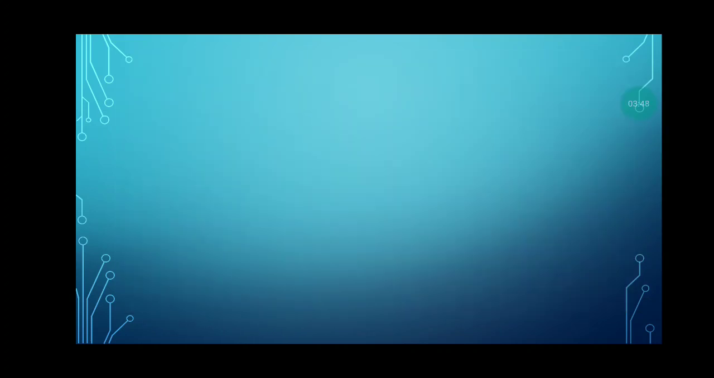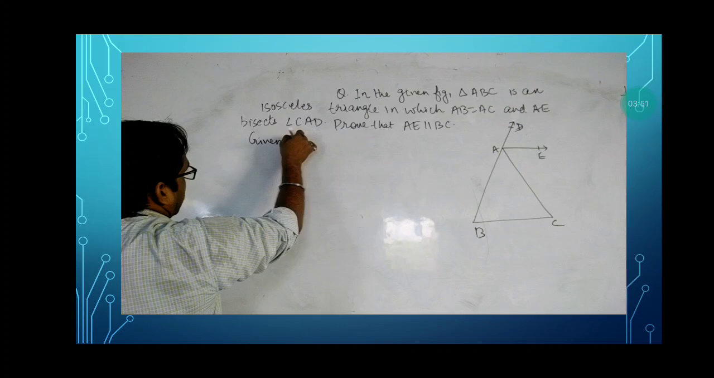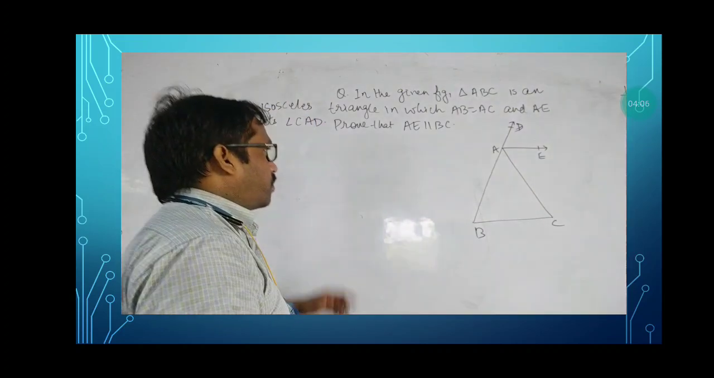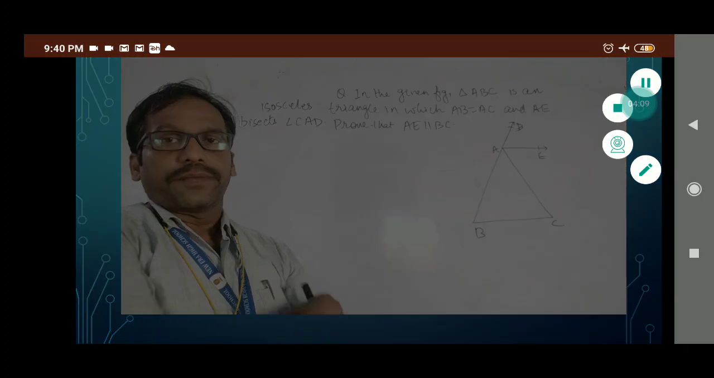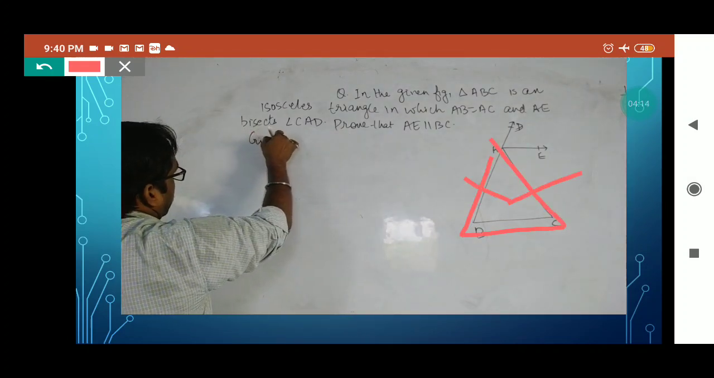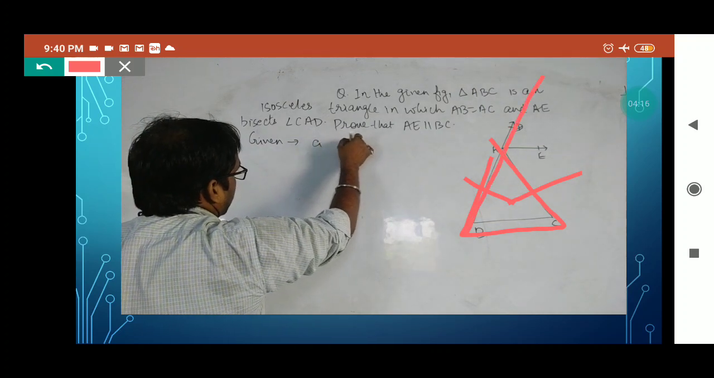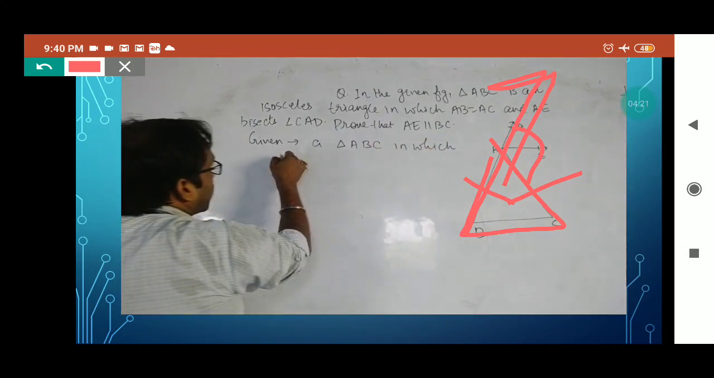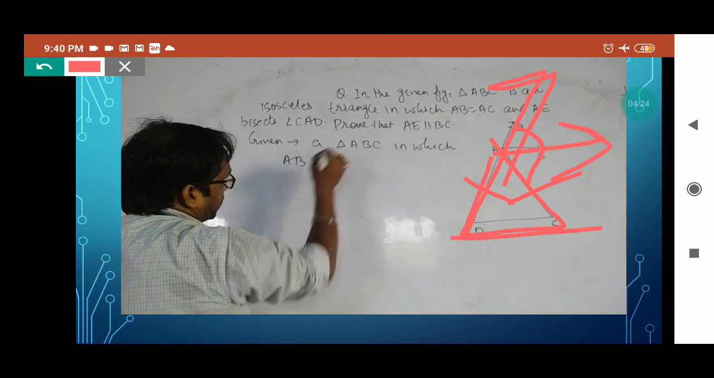The question says that in the given figure, ABC is an isosceles triangle in which AB is equal to AC, and AE bisects angle CAD. Prove that AE is parallel to BC. So we are going to solve this question. Let us start. This is the triangle ABC. This side is equal to this side. This side has been produced up to here. We have to prove that this angle bisector is parallel to this line.